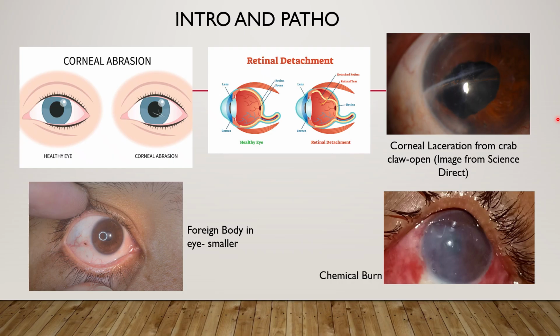Laceration here is on the top. The laceration is right here. It's a way bigger, deeper cut. This one is actually from a crab claw. I got this off the internet from Science Direct, which is a medical journal. Someone got scratched in the eye by a crab claw, and it ended up scratching the cornea. So the contents can prolapse through the laceration and cause irritation or infection in the eye.